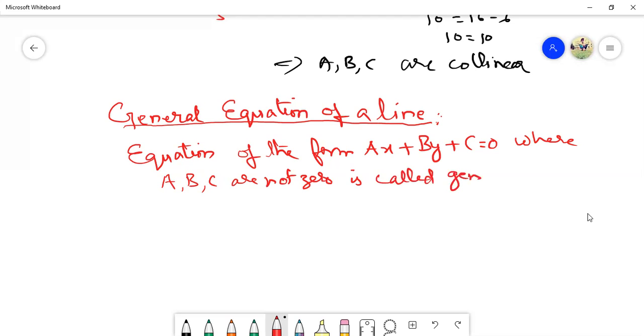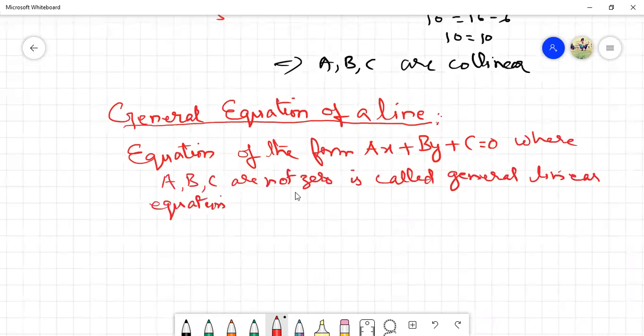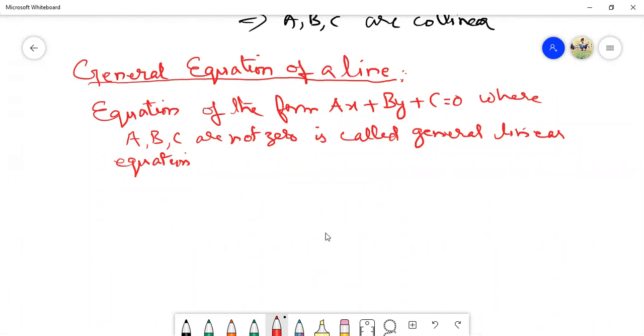Now in this line A, B, C are not 0, but in the previous ones C can be 0. But when we are talking about the general equation of a line, we are taking equations in which C is also given. Now the different forms that we have already studied, this will be converted into those different forms. The same question can be done by converting into the previous forms.